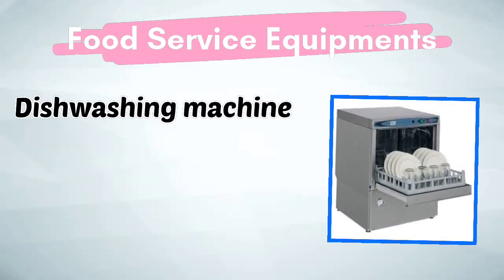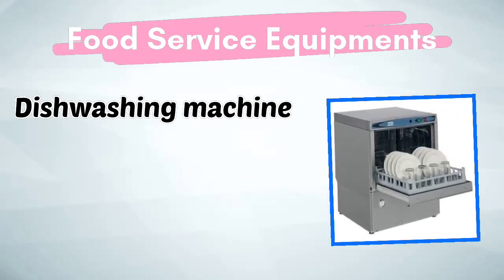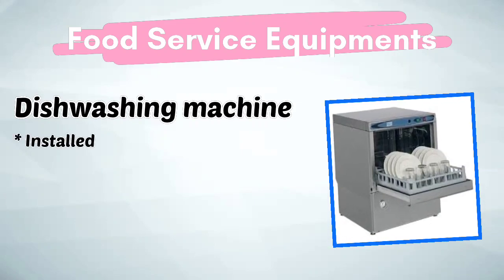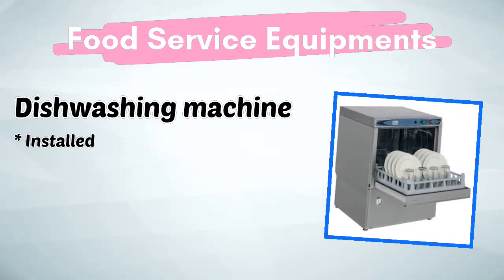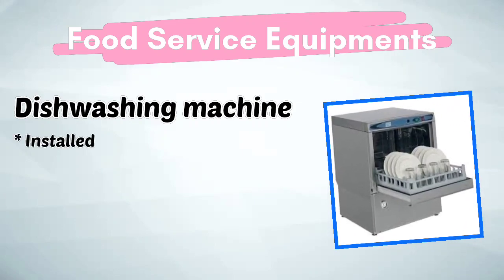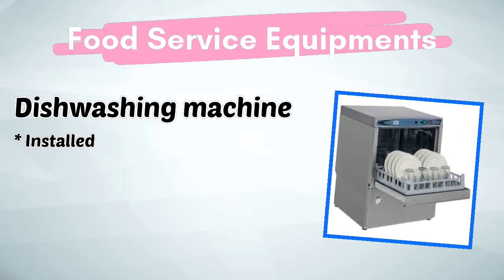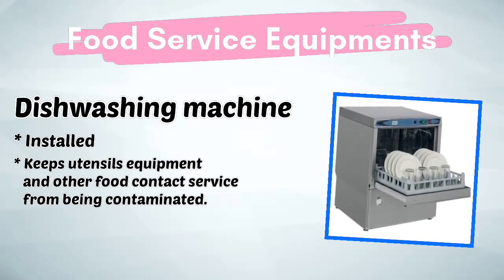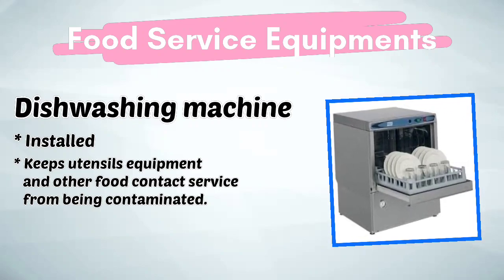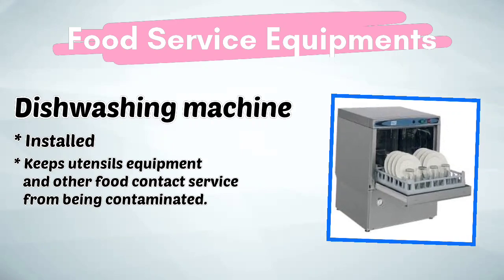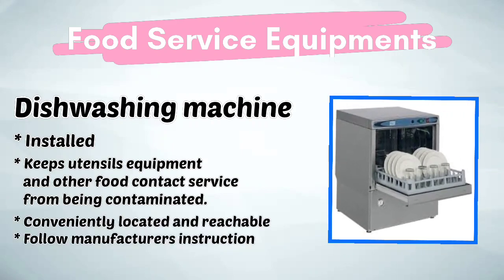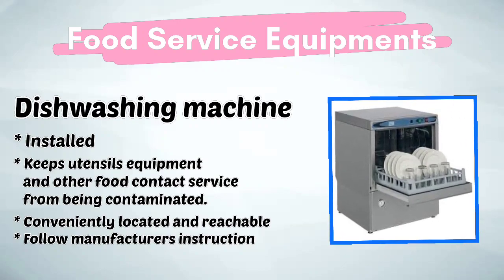Now let's go to dishwashing machines. How I wish I had this. These washing machines, which are one of the most important equipment in food service, must be installed in a way that keeps utensils, equipment, and other food contact surfaces from becoming contaminated. It should be conveniently located and reachable, and of course, follow the manufacturer's instructions.